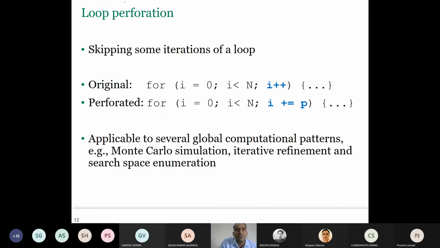Okay, now another strategy is called loop perforation. This is very, very simple. I'm sure you must have seen this kind of for loop where we do i++. When we perforate the loop, instead of doing i++, we perforate by a factor of p. So we do i += p. That means we are skipping certain iterations of a for loop.